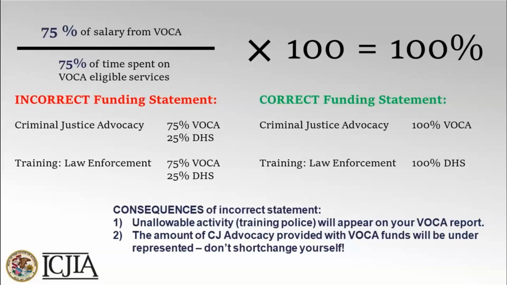The second problem is by only looking at the criminal justice advocacy service, if you only link VOCA to pay for three-quarters of that, you are shortchanging yourself, because this person spends about three-quarters of their time doing criminal justice advocacy. So therefore, it's okay to have VOCA pay for all of that time, even though VOCA only supports three-quarters of her salary, because she only spends three-quarters of her time doing fundable work. So you don't want to have unallowable activities show up on your report. You also don't want to shortchange yourself or underrepresent what the grant is actually paying for. So hopefully that made it a little more clear as to why you don't necessarily want to just mirror how a staff person's salary is paid.